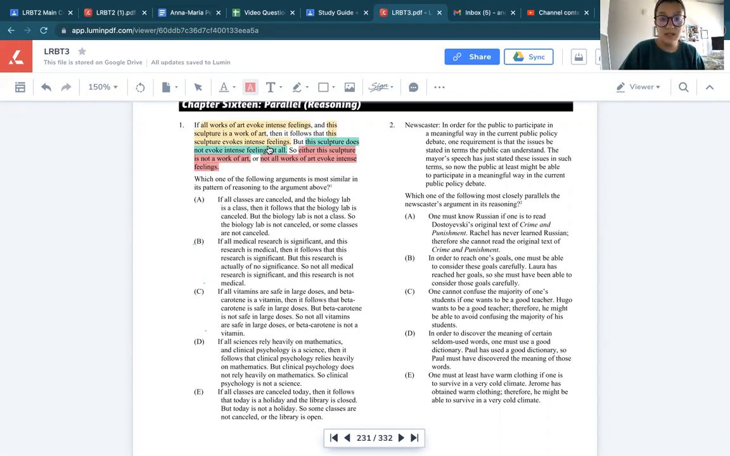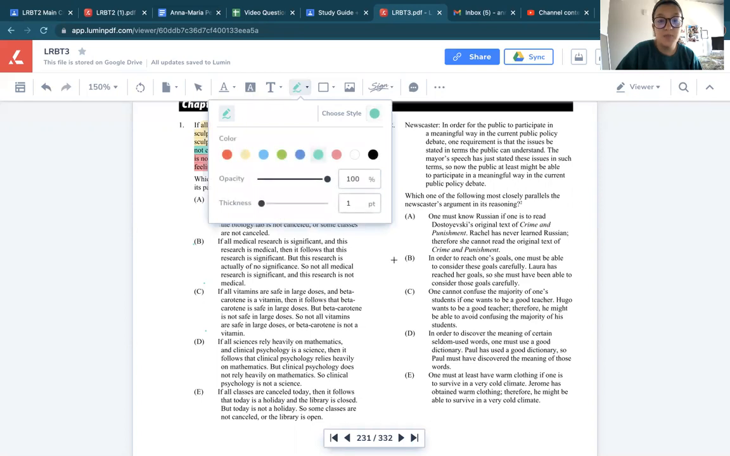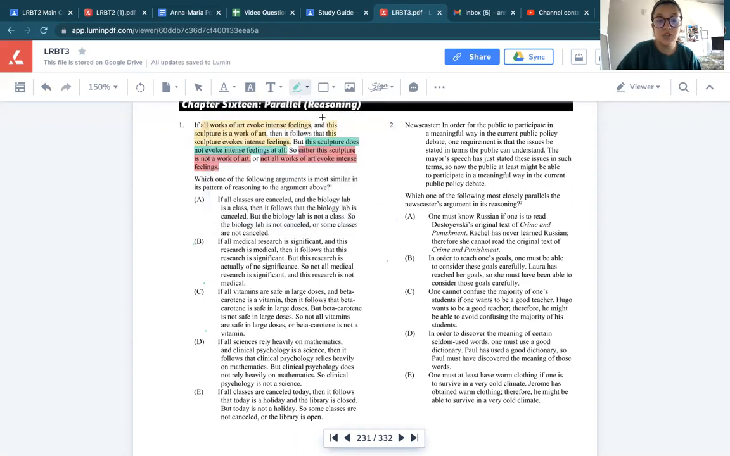Which of the following arguments is most similar in its pattern of reasoning to the argument above? So it's a parallel reasoning question. So we have to find which one of the answer options is most close to the structure of the stimulus. So let's go through the answer options.